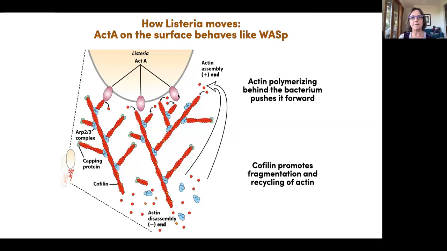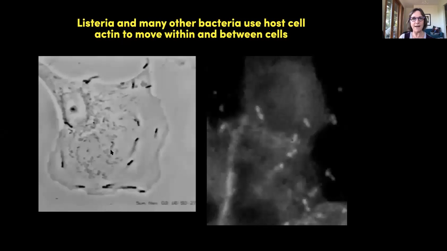So this illustrates how listeria moves around inside the cell. It uses the host actin and the host ARP23 complex, and I think that this ActA protein takes the place of the WASP. Oh yeah, that's what it says. It behaves like WASP, so it activates ARP23 to polymerize these branched actin filaments behind it, and the addition of actin right here at the back end of the cell actually propels the bacterium forward within the cytoplasm of the eukaryotic cell. So here's some movies of that happening.